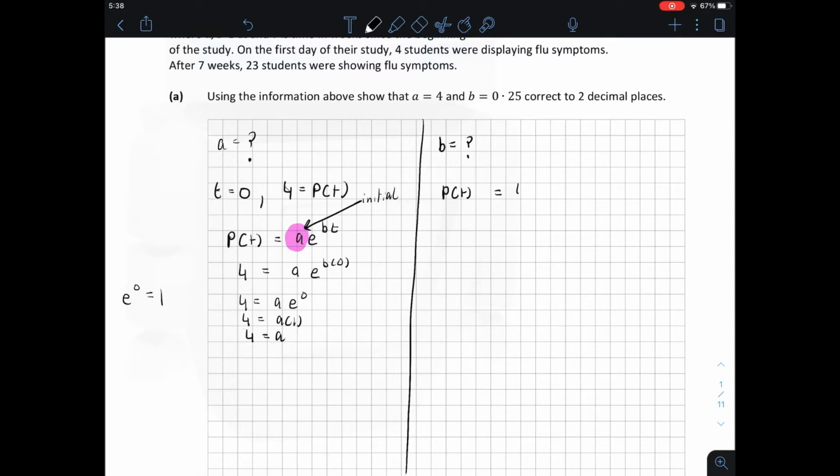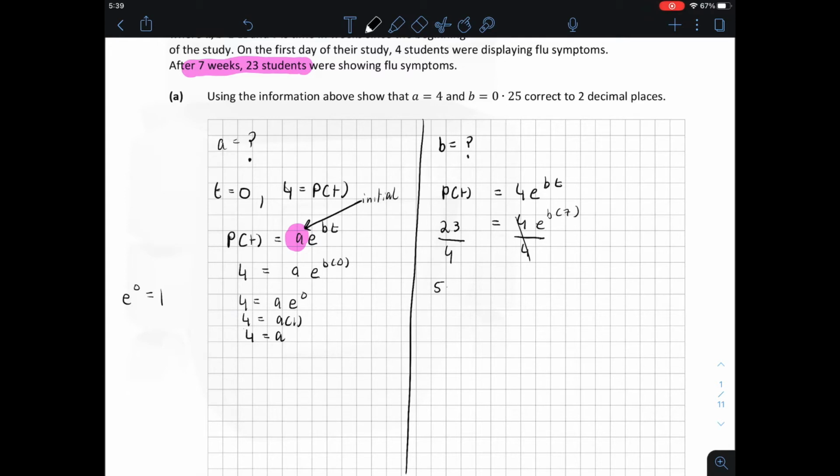Again, we're going to write down our equation, P(t) equals 4e to the power of bt. We're going to use the second set of information to substitute in a value for P(t) and for t. So we know that when the population is equal to 23, t is equal to 7. That gives us 23 equals 4e to the power of b times 7. Let's solve this out. This leaves us with 5.75 equals e to the power of b times 7, or 7b.